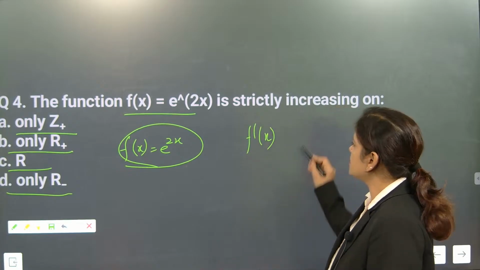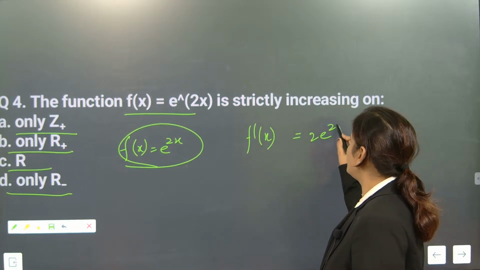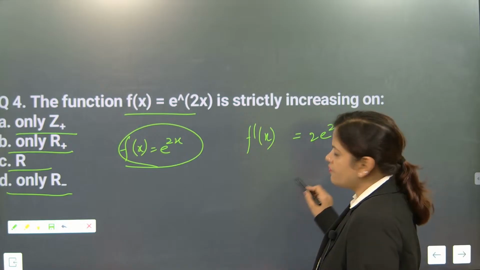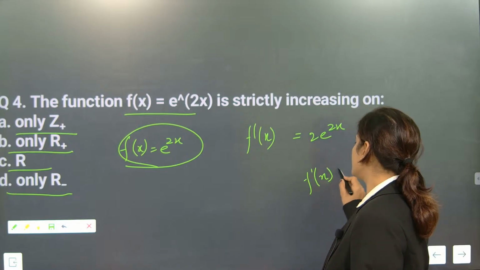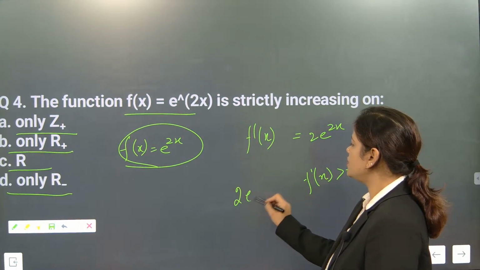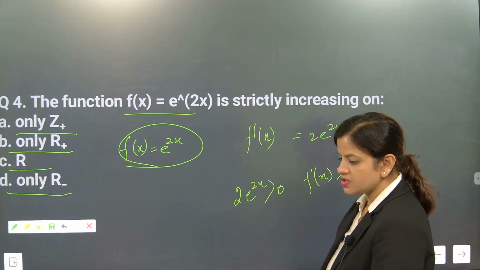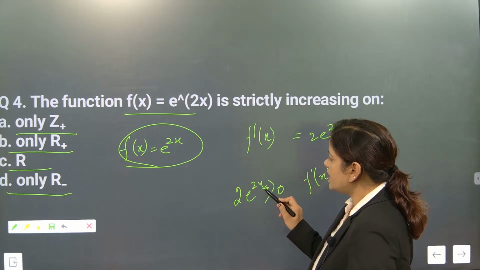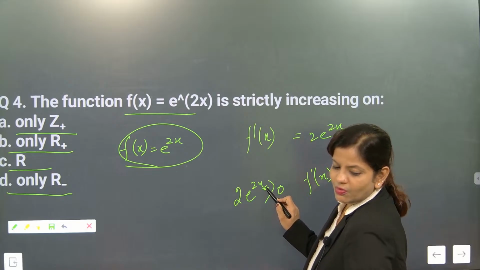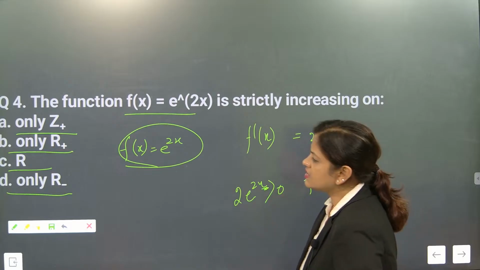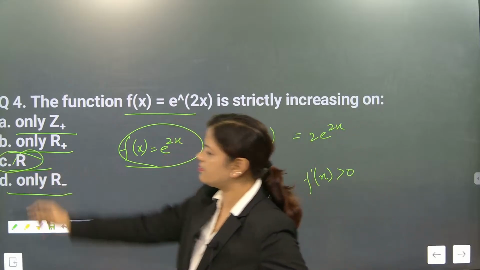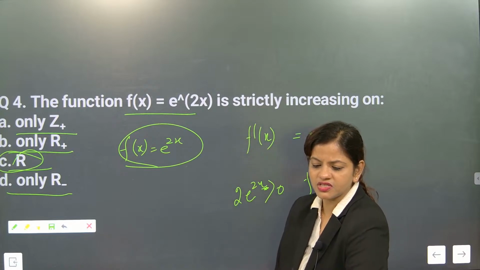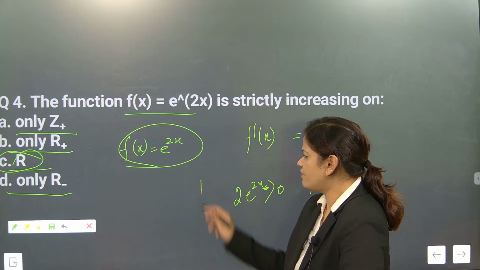After differentiation, it will become what? 2e to the power 2x. Okay. Now for an increasing function, f dash x should be greater than 0. So 2e to the power 2x should be greater than 0. When you write all negative values, from negative to positive, it will keep on increasing. So definitely it will be defined for all real numbers. Why only positive integers? It will be defined for all real numbers.